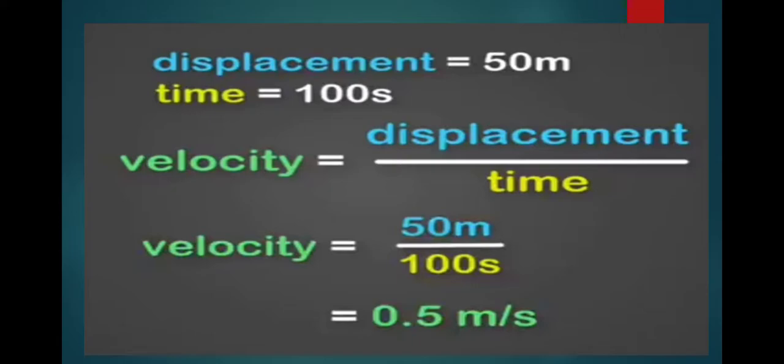So just like distance and displacement were a scalar-vector pair, so are speed and velocity, and it's easy to remember: S for speed, S for scalar; V for velocity, V for vector.